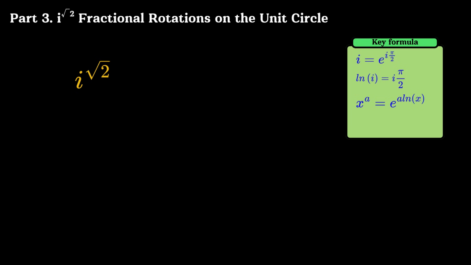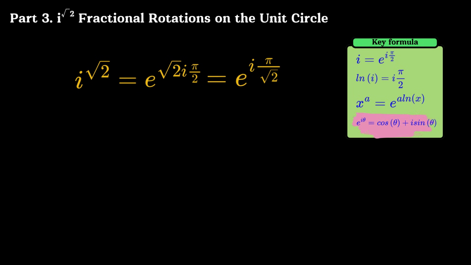Now, let's look at our second strange power. i to the square root of 2. We use the same power rule. i to the square root of 2 equals e to the power square root of 2 times the natural log of i. From before, we know the natural log of i equals i times pi over 2, so this becomes e to the power square root of 2 times i times pi over 2, which we can rewrite as e to the power i times pi over square root of 2.